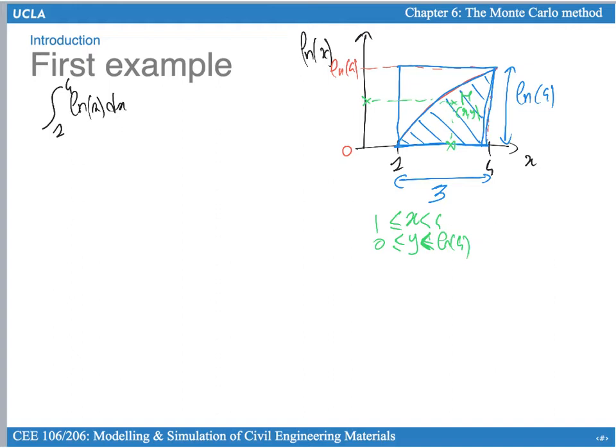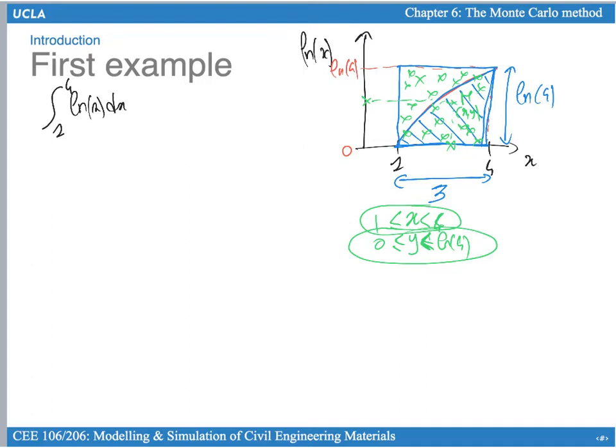Then you are going to generate more and more random numbers. You generate new values of x, new values of y, and you generate a lot of random numbers. And by definition, since all the x values are between 1 and 4, and all the y values are between 0 and log of 4, all the random numbers that you are generating will necessarily be within this rectangle.